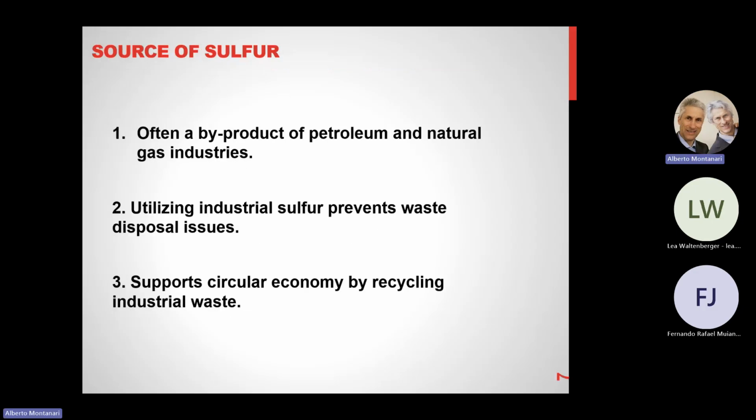And the source of sulfur is often a byproduct of petroleum and natural gas industries. Utilizing industrial sulfur prevents waste disposal issues, and it's very helpful for the environment. And it supports the circular economy by recycling industrial waste.